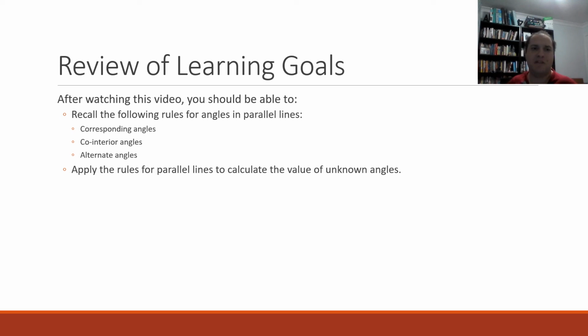Alright students, so after watching this video you should be able to recall the following rules for angles in parallel lines. So angles that are corresponding are equal, angles that are co-interior are supplementary, they add to 180, and alternate angles are equal as well. And then apply these rules to calculate the value of unknown angles.